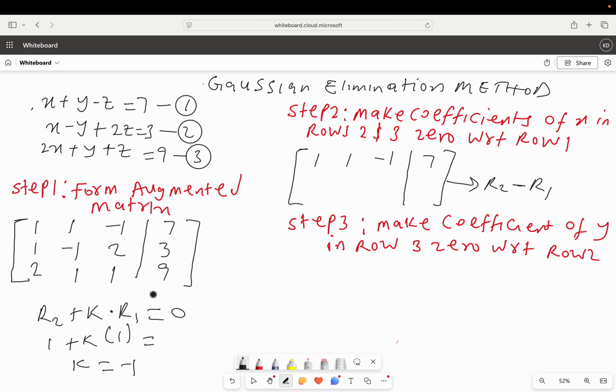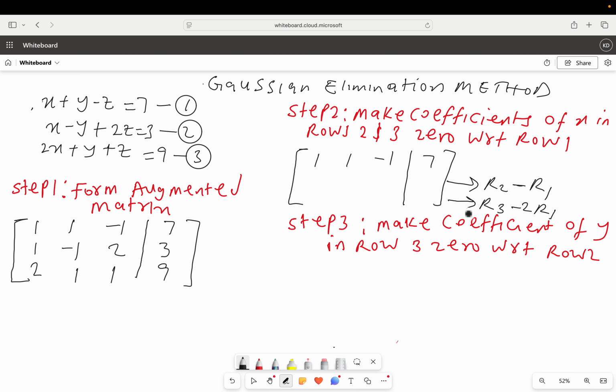So what is the transformation formula for row 3? For row 3 also I have R3 plus K times R1 because it is with respect to row 1, and I want it to be 0. So my row 3 for x is just 2, plus K times R1, which is 1. So I have K equal to minus 2. So it means the transformation formula for row 3 will just be R3 minus 2 R1. So now I just have to apply the formula.